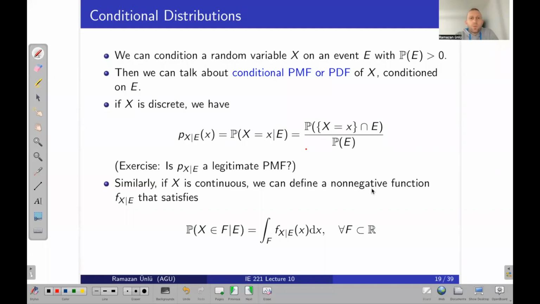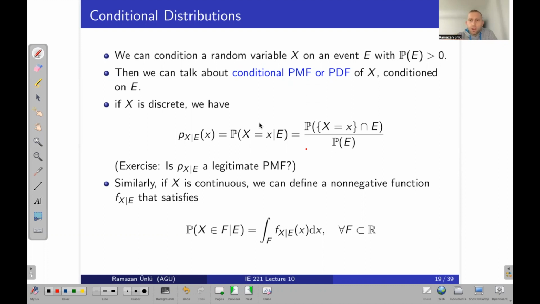Hi everyone, welcome to part 4 of lecture 10, and in this lecture we will discover the conditional distributions. So remember that we can condition a random variable X on an event E, and that means we are given some extra information, and the probability of E should be strictly positive. Then we can talk about the conditional probability mass function or conditional probability density function.